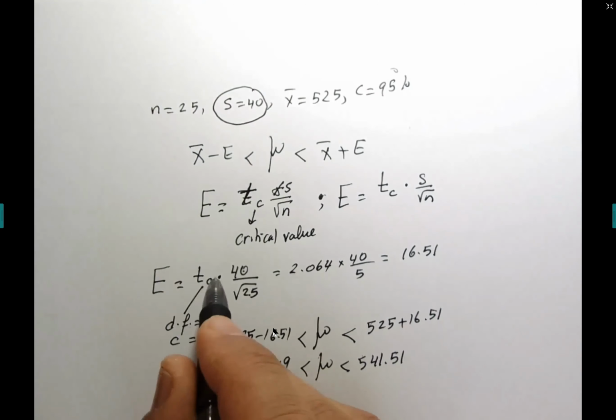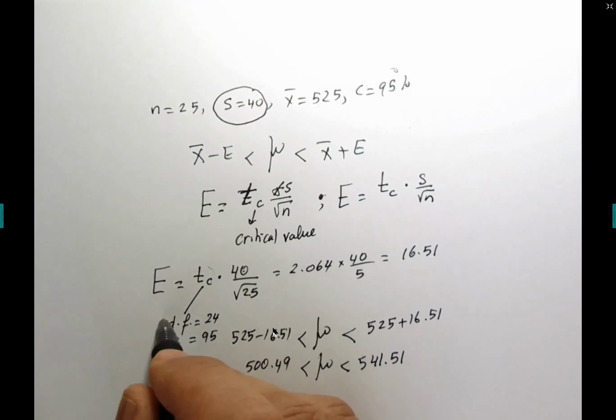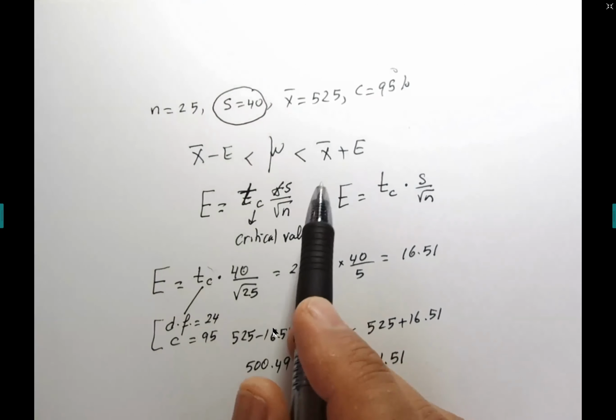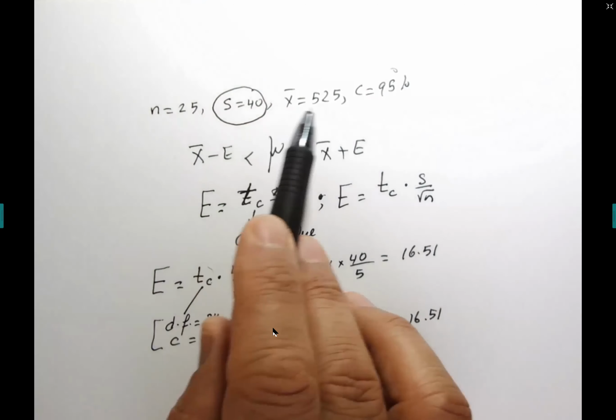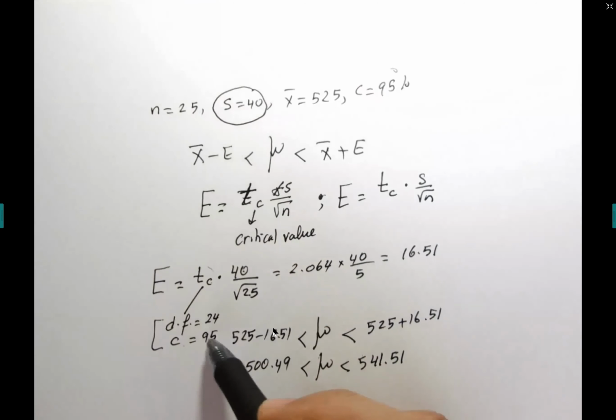The only thing that you need to do some work to find T is using table 5, but in order to use table 5, you need two pieces of information. The sample size, and you have to subtract one from it. He gave me a sample size of 25, so I subtract one, it's 24, and you need the confidence level.